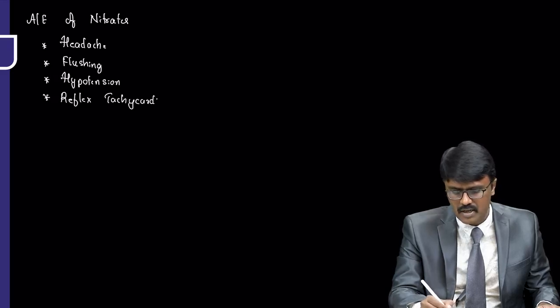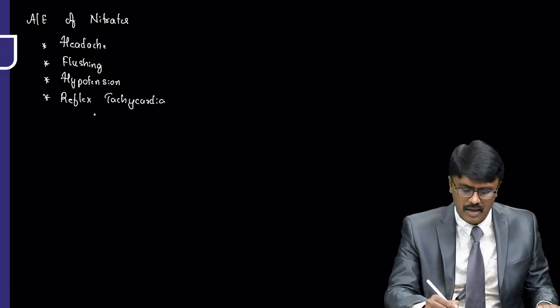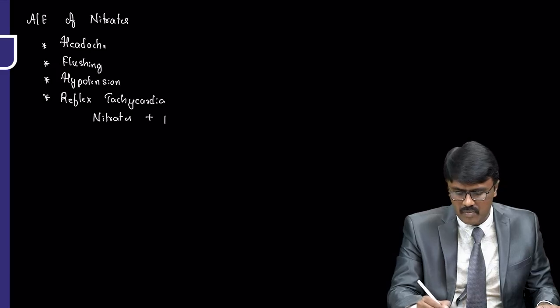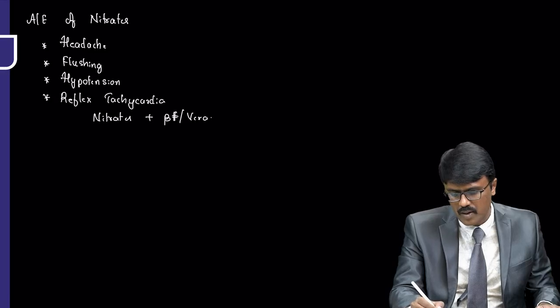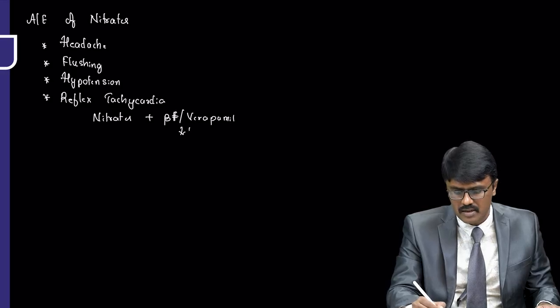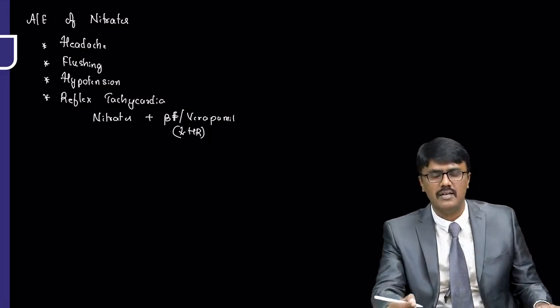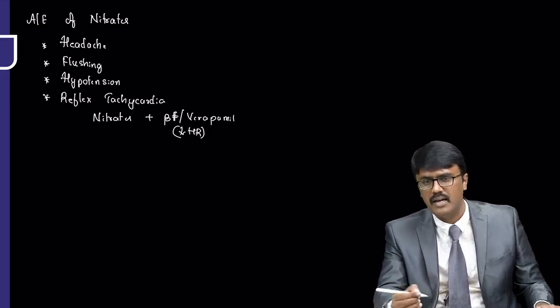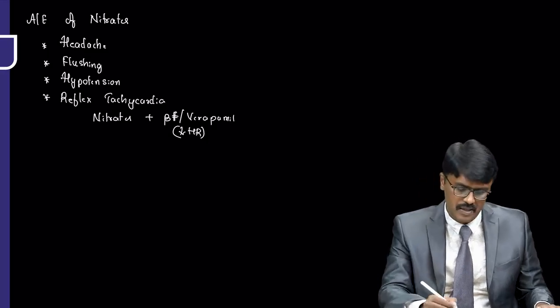Now if reflex tachycardia is seen, what we do is, along with the nitrates, we add a beta blocker, or we use verapamil. They decrease the heart rate. So if reflex tachycardia is a problem, along with nitrate, you can add a beta blocker or verapamil. They can take care of the reflex mechanism.